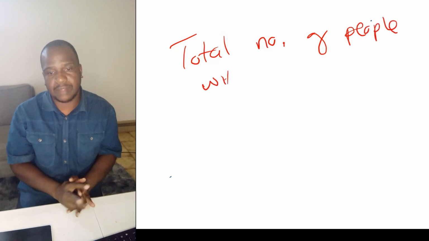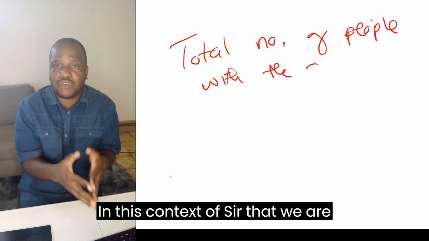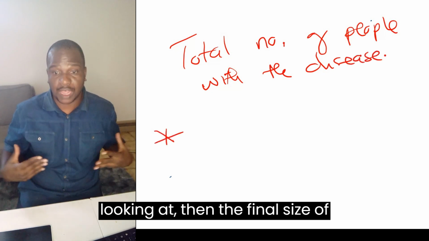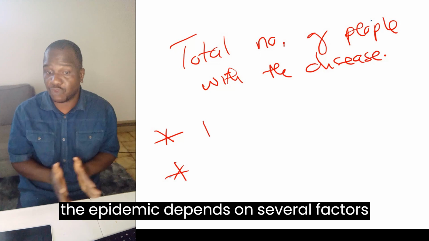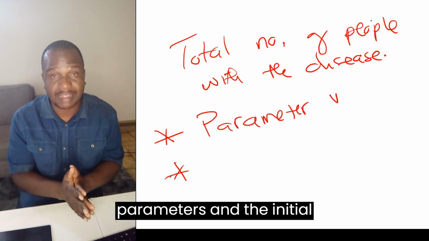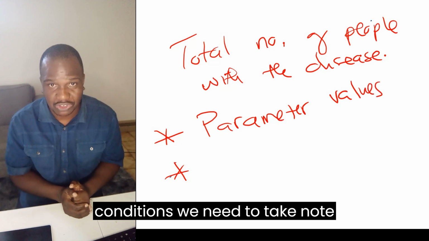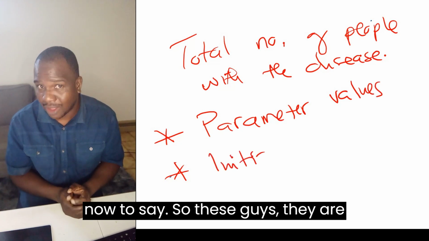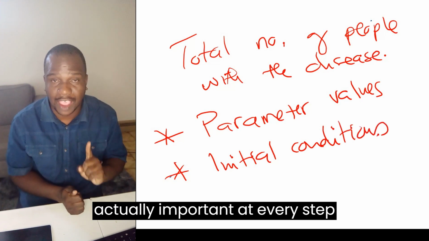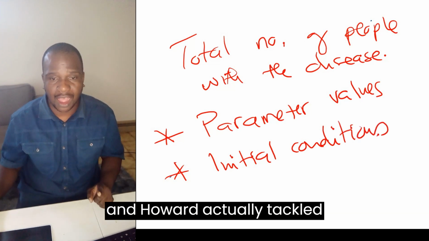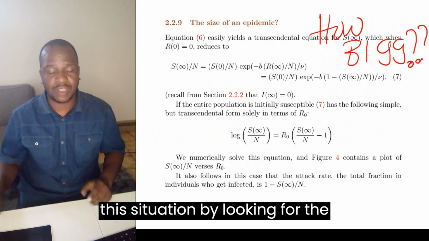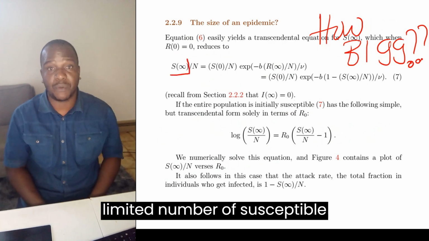So in this context of SIR that we are looking at, the final size of the epidemic depends on several factors, and that also includes the model parameters and the initial conditions. We need to take note that these are actually important at every step. And Howard actually tackled this situation by looking for the limiting number of susceptible individuals.